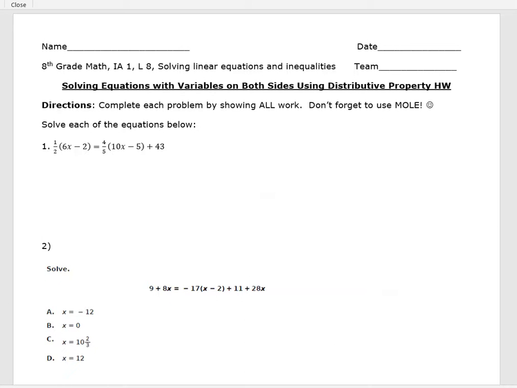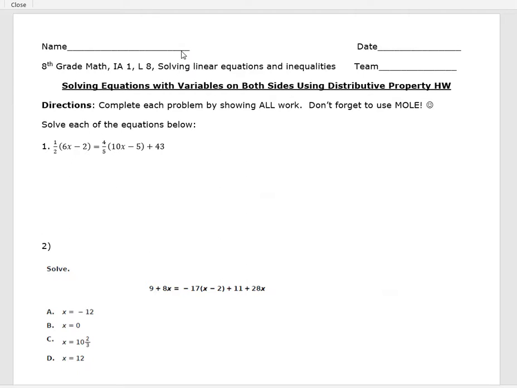All right, gentlemen, I'm going to go over the math homework for tonight. Today is September 5th, 2018, and we talked about solving equations with variables on both sides of the equation.